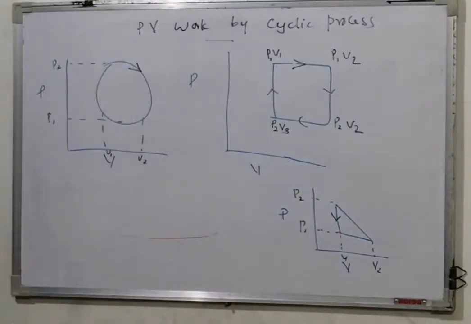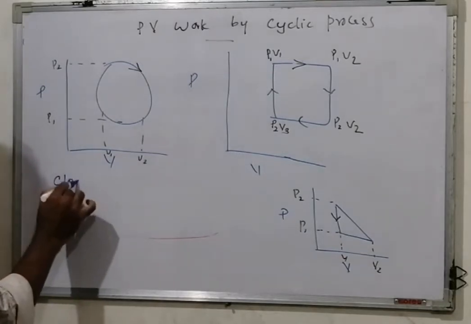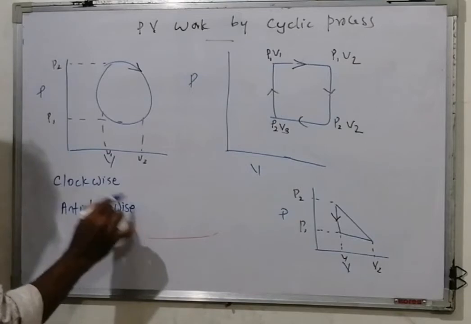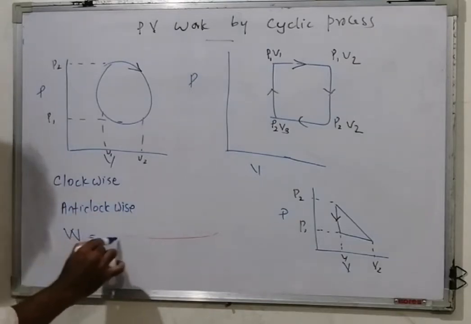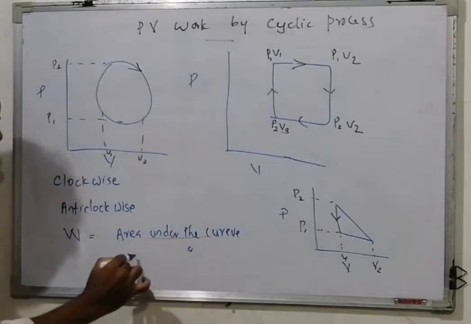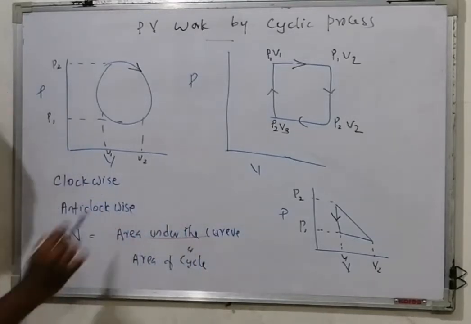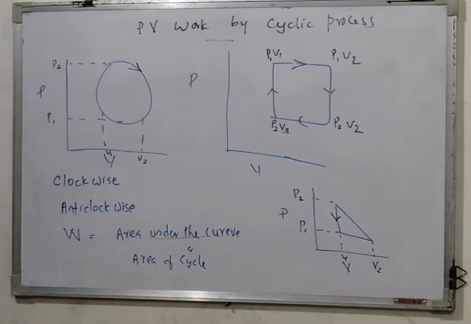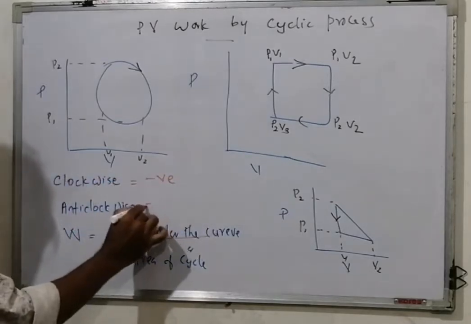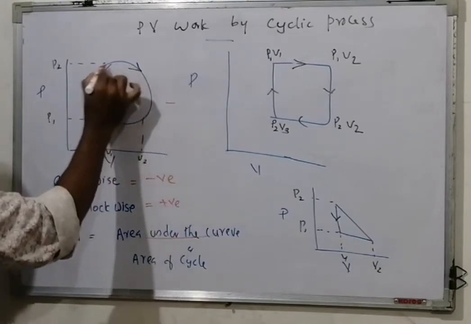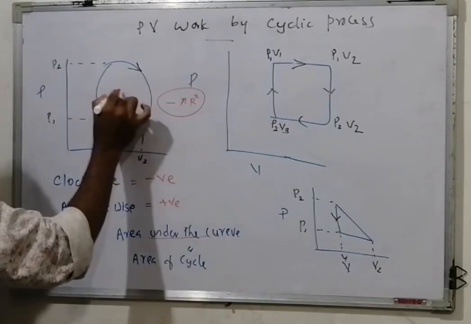What is the work of this process? Cycles may be given in clockwise or anti-clockwise. For a cyclic process, W is equal to area under the curve or area of cycle. Therefore, this is a work value of this. Now, if it is clockwise, it will be negative work. If it is anti-clockwise, it will be positive work. Therefore, what is the work done by this process? It is negative of, what is the area of circle? Pi r squared.